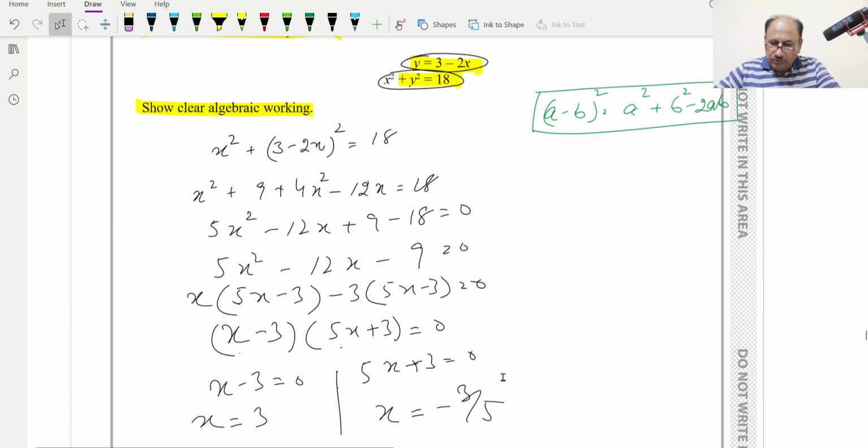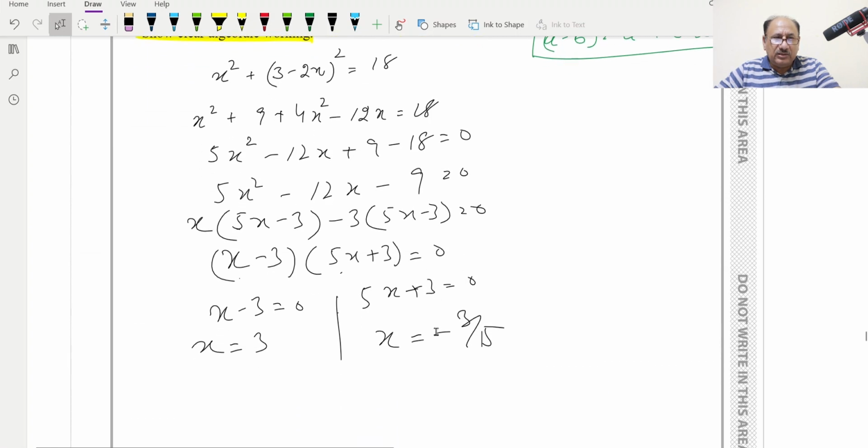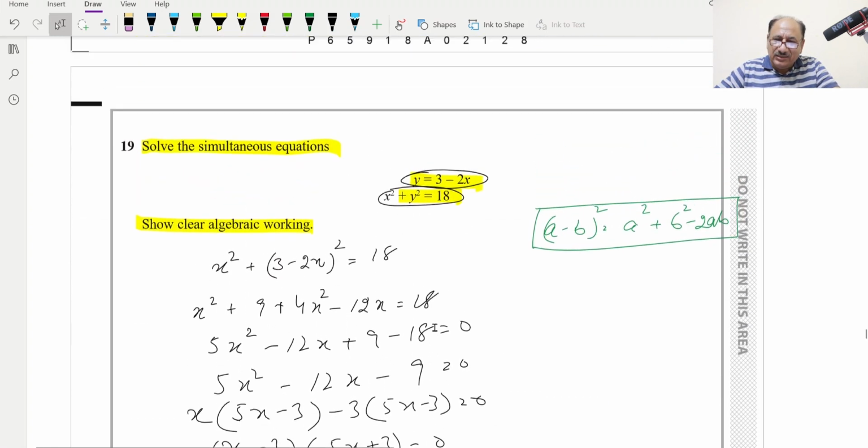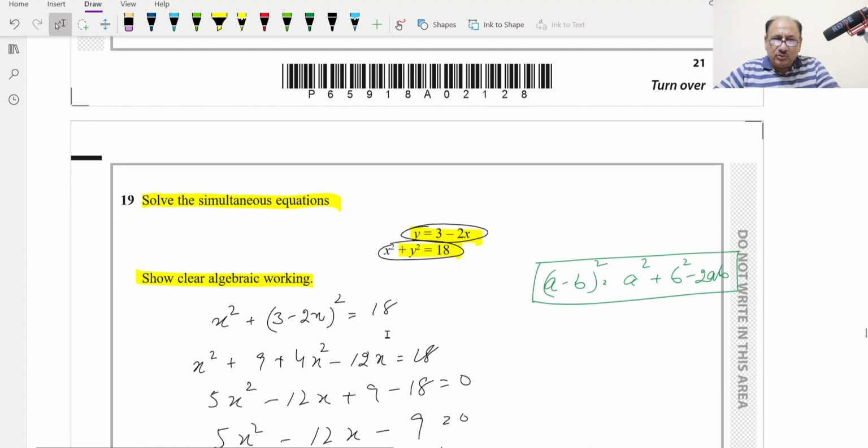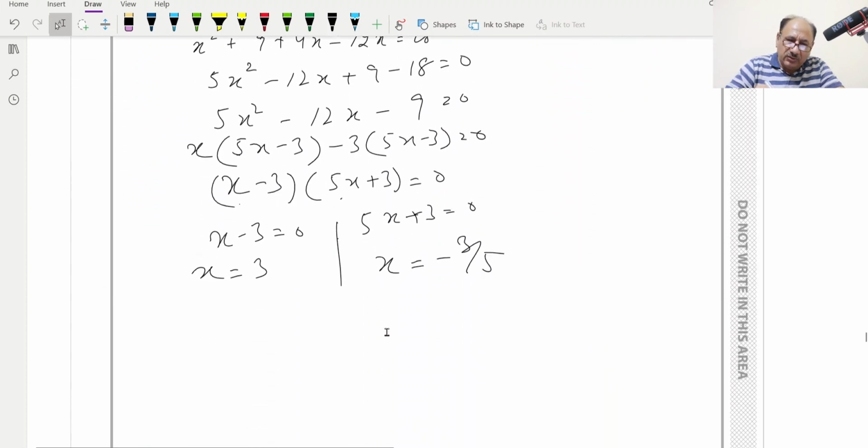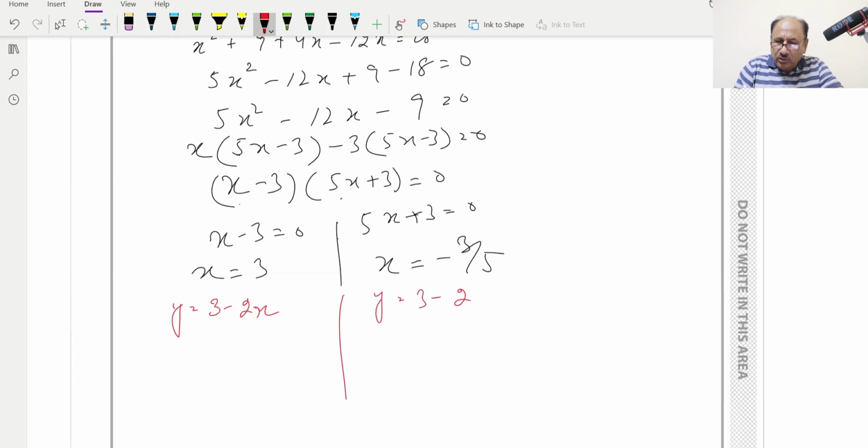These will be the two values, and we will be replacing these two values in the given equation, y is equal to 3 minus 2x. We will be utilizing that one. We will replace both values in y is equal to 3 minus 2x. So y is equal to 3 minus 2 into 3, and this will be equal to 3 minus 6, which is equal to minus 3.